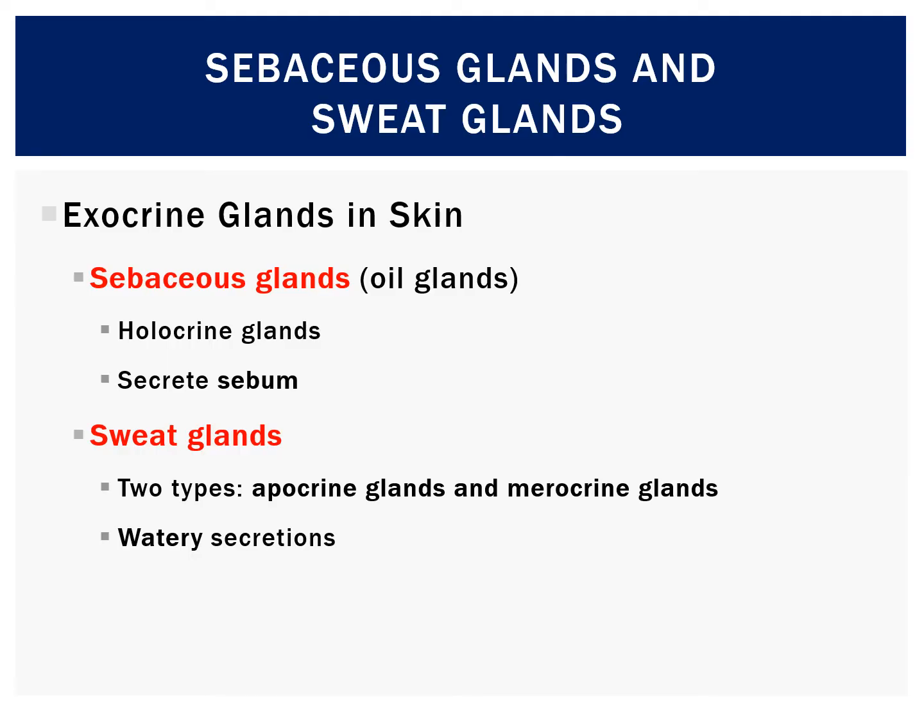Next is sweat glands. There are two types of sweat glands, apocrine and merocrine. Sweat glands secrete watery secretion. Sebaceous glands secrete oily secretion, sweat glands secrete watery secretion.